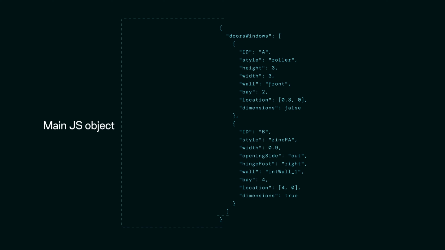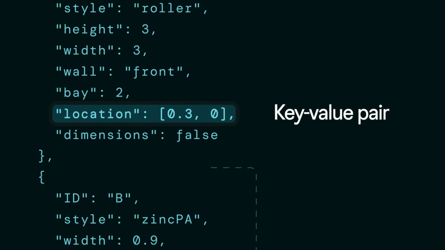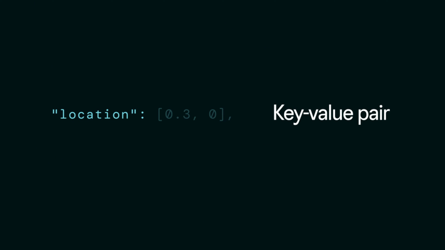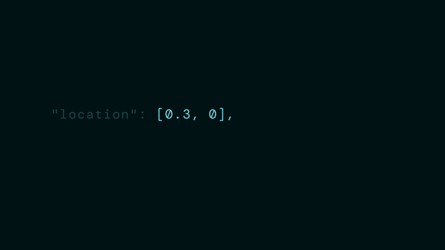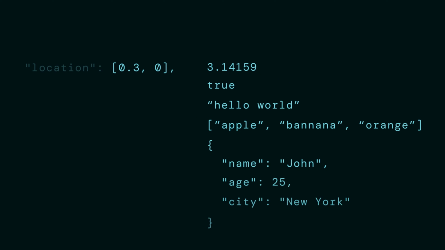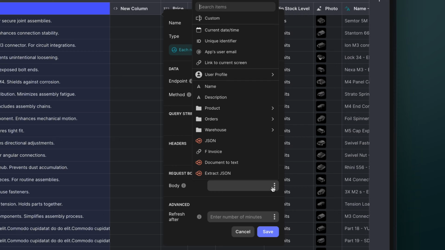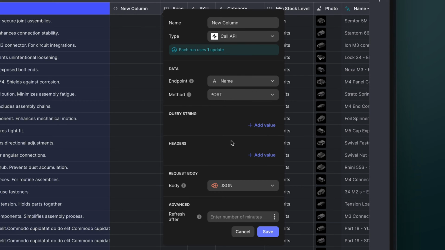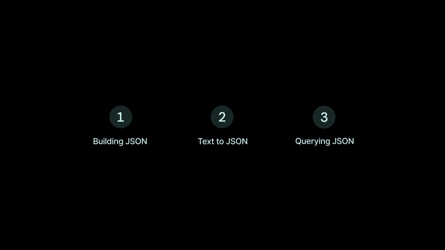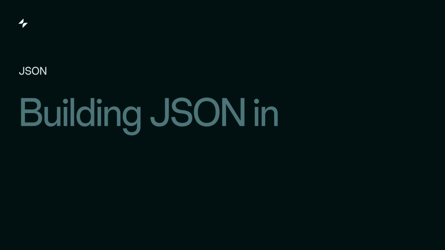JSON, or JavaScript Object Notation, is the most common way to store and work with data through APIs. JSON objects contain key value pairs, consisting of a key, which is a string type, and a value, which can be any number of types, like numbers, true, false values, text, arrays, and even other JSON objects. In Glide, JSON can be built, queried, and sent through an API, unlocking limitless ways to connect your app to other platforms and services. Let's take a look at how to build JSON in the data editor.